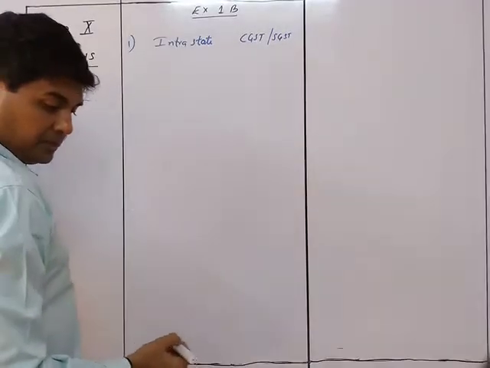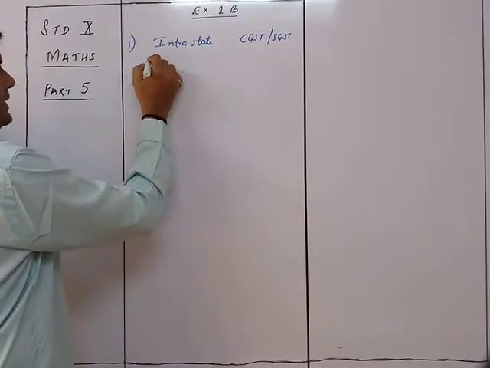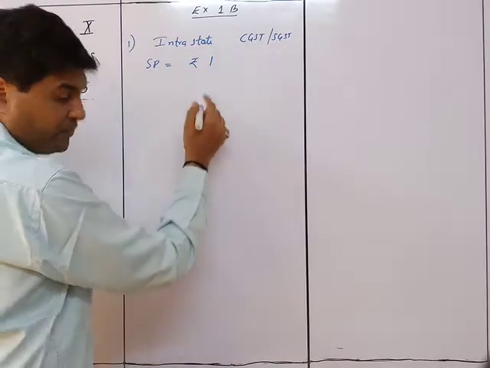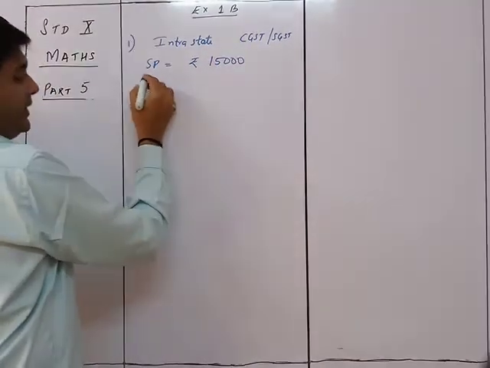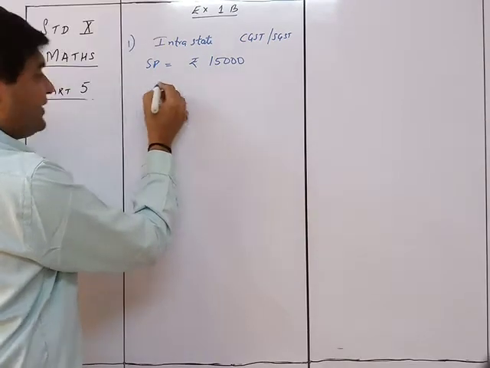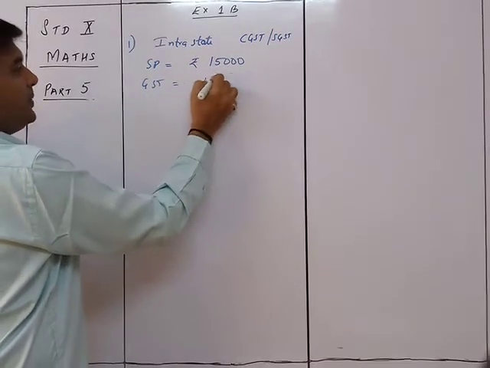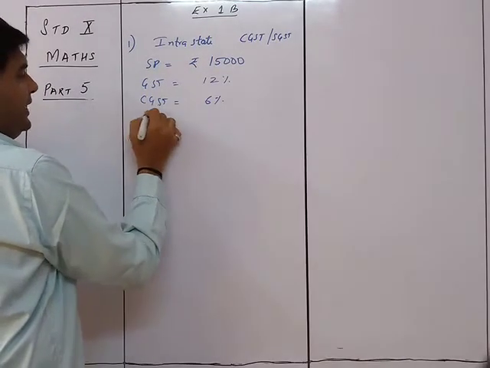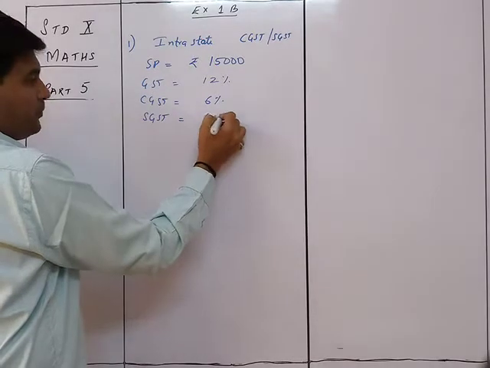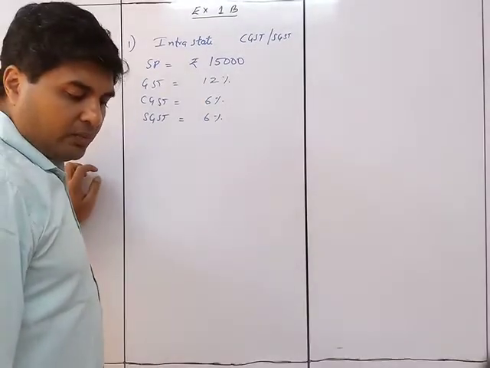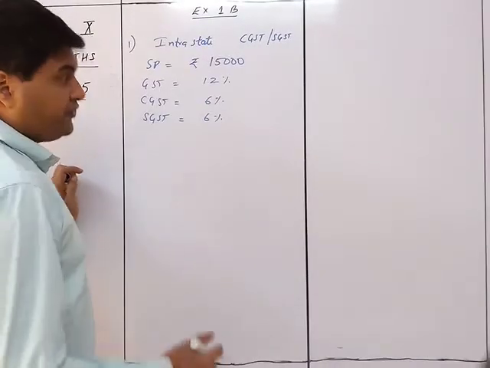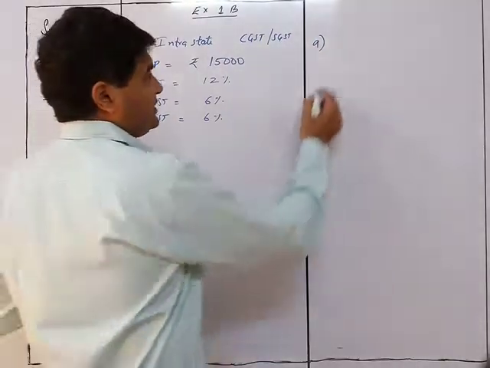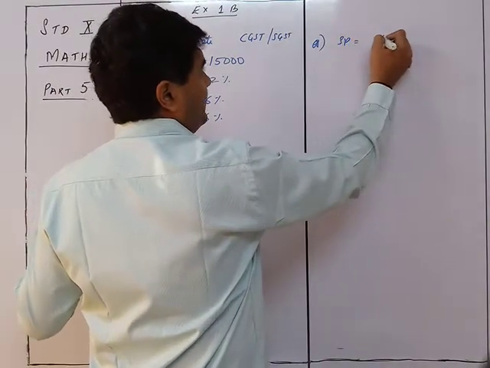Okay. And the GST percent, so it is given that the SP is equal to rupees 15,000, and the rate of tax, the GST, is equal to 12%. So that will give us CGST equal to 6% and SGST equal to 6%. Now we are finding out the values. The first thing, A, is SP at station A. What is SP at station A? So SP is equal to rupees 15,000.